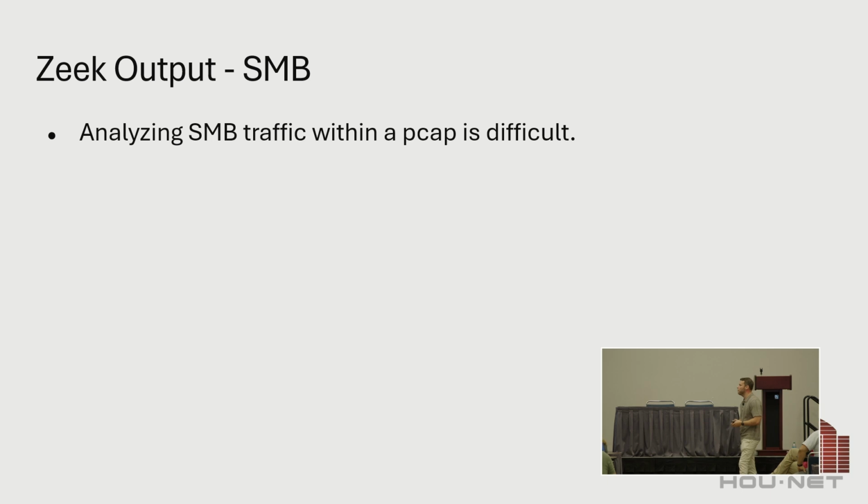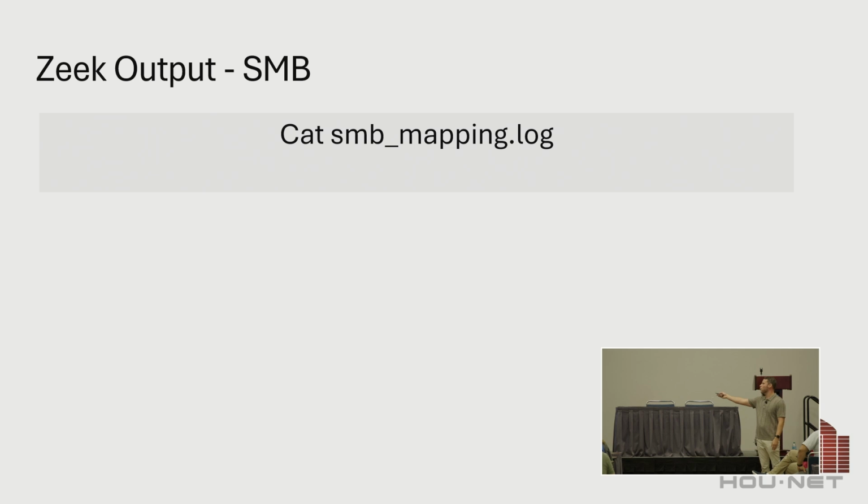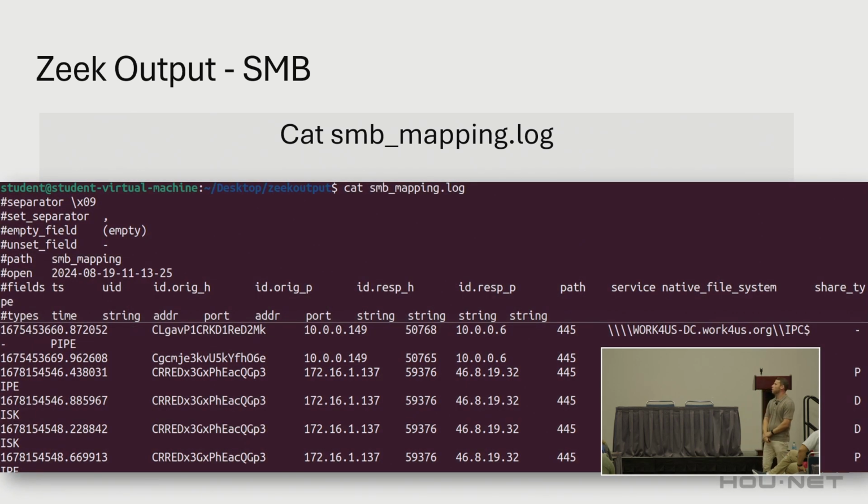SMB, if you had never done SMB analysis, it sucks. It's awful, it's terrible, so I don't recommend doing it manually, but Zeek will help you in that process, right? So SMB mapping will actually map out the shares that are mapped using SMB. So we can cat that file real quick just to show you what it looks like. We have our metadata at the top, we have our fields, and then we have our data.